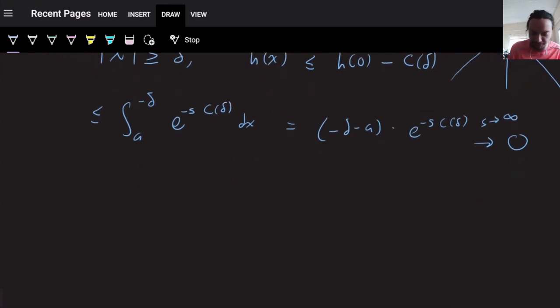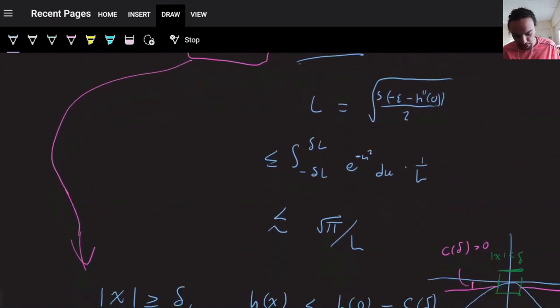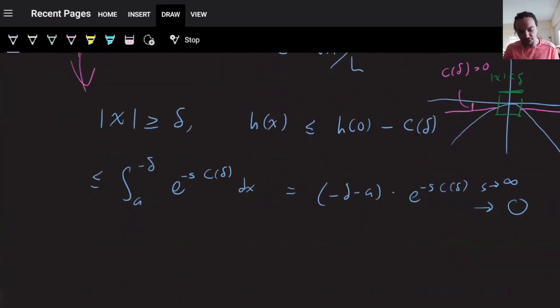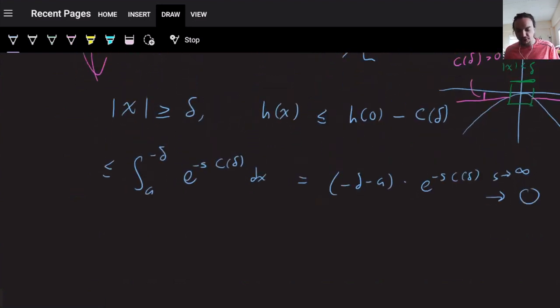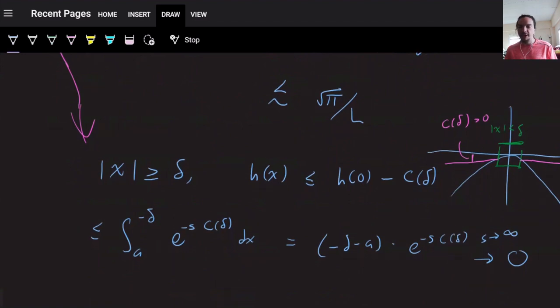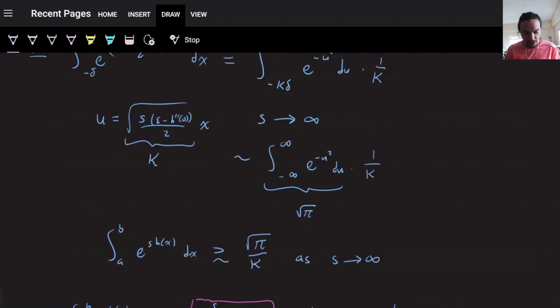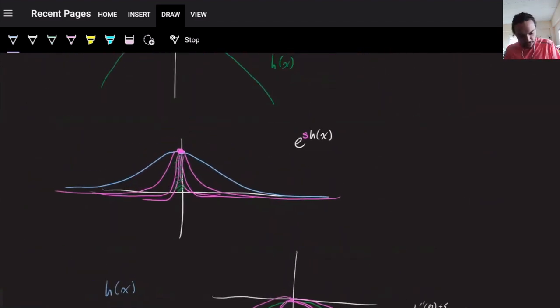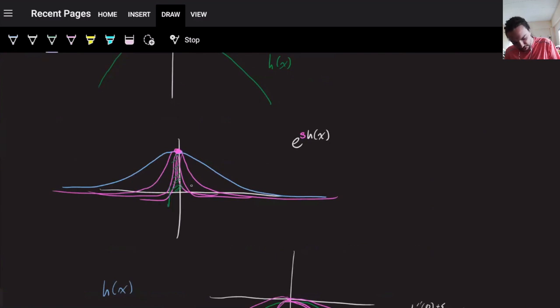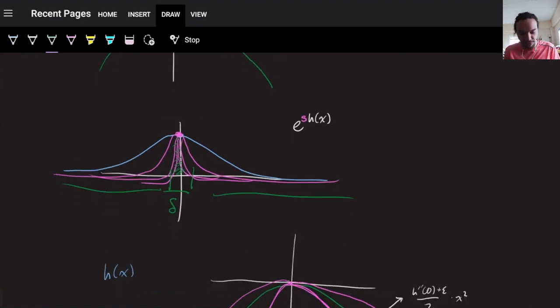Okay, so that's fine. All right, and the upper bound is very, very similar. You're going to bound by b minus delta times e to the minus sc delta, and then as s goes to infinity, you're going to get 0. Okay, so these outer terms don't matter. And this comes from the fact that, like here, this was the delta region when we did e to the s hx, and then outside, we go to 0 really, really quickly. Okay.